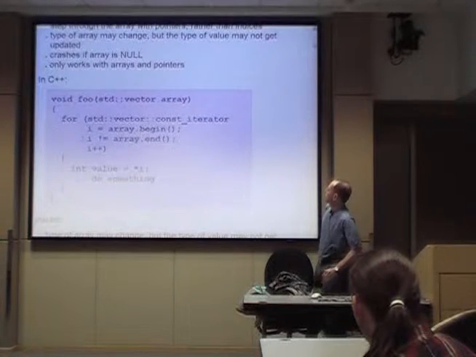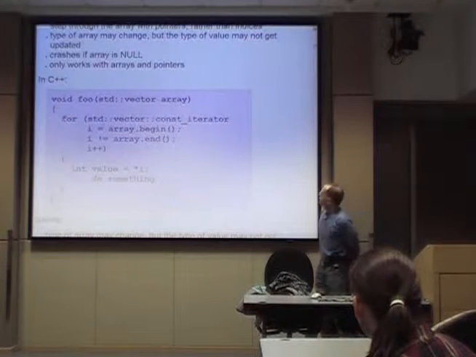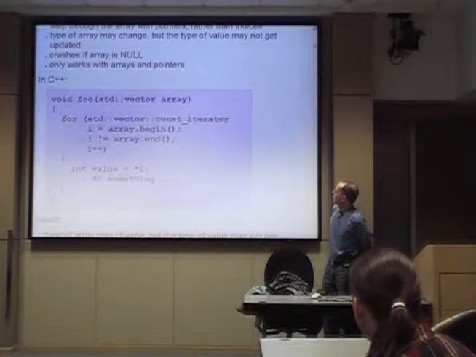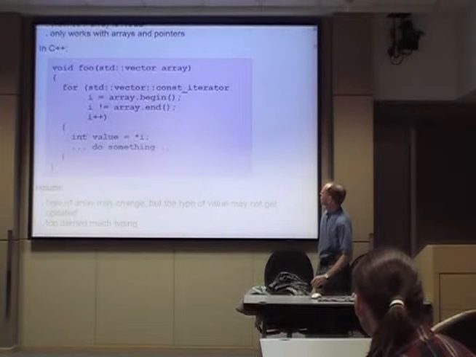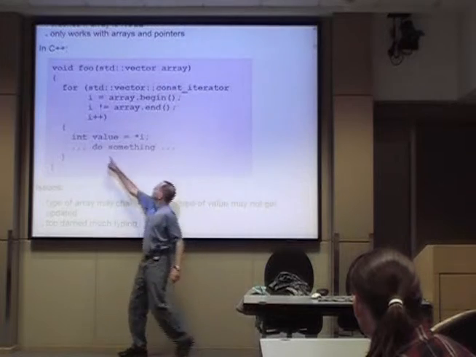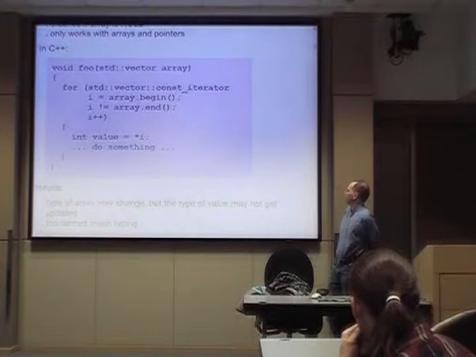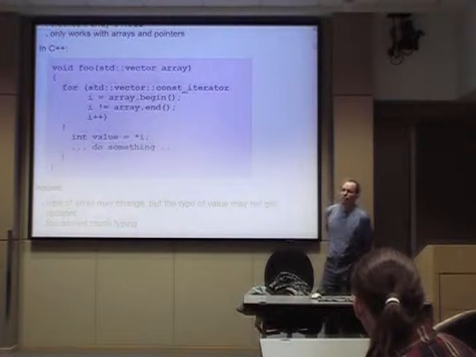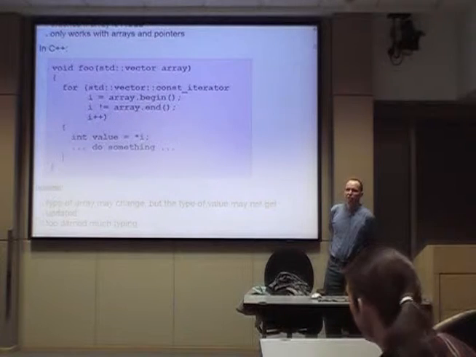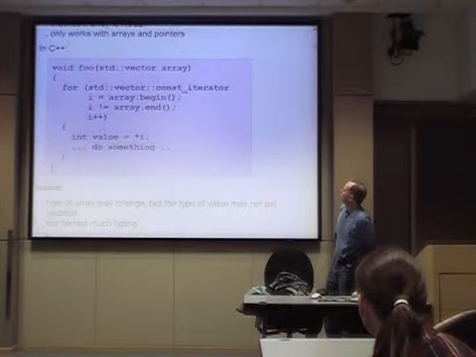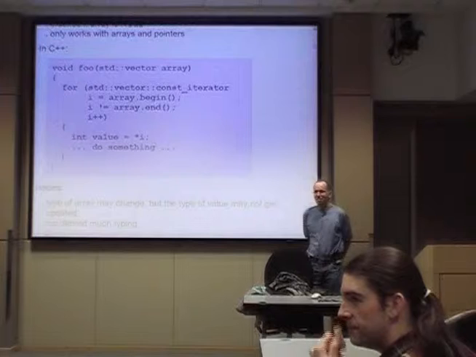In C++, the usual way to do this is to use, instead of an array, std::vector. And you write the loop like this using the STL iterators. Well, it's a lot better, but it's not perfect. It still doesn't do type deduction of what the value is. So the type of the array may change, but the type of the value may not get updated. And its worst fault is it's just too darn much typing. That is an awful lot of typing with special characters and angle brackets. And in fact, some of the angle brackets are missing somewhere. And you're copying the vector on the way in.